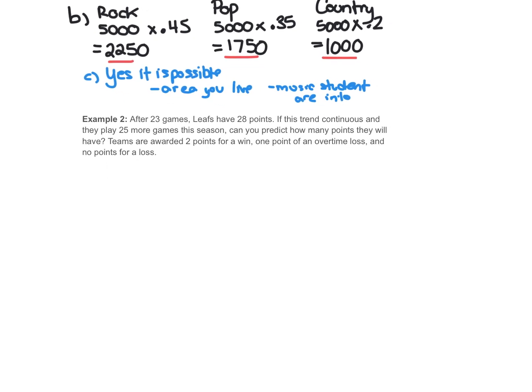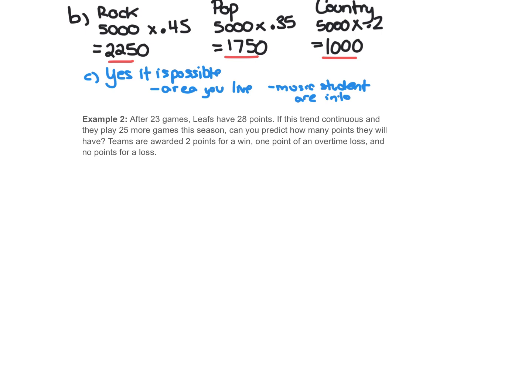So there's one more example. After 23 games, the Leafs have 28 points. If this trend continues, they play 25 more games this season. Can you predict how many points they will have? Teams are awarded 2 points for a win, 1 point for an overtime loss, and no points for a loss.